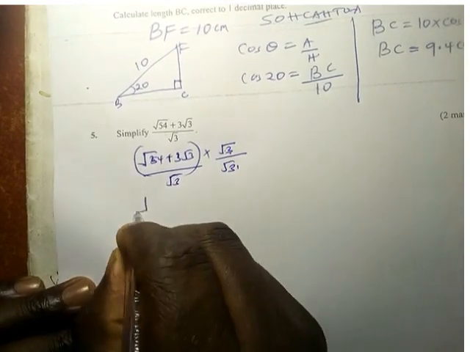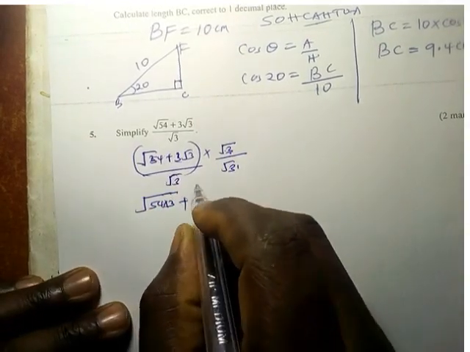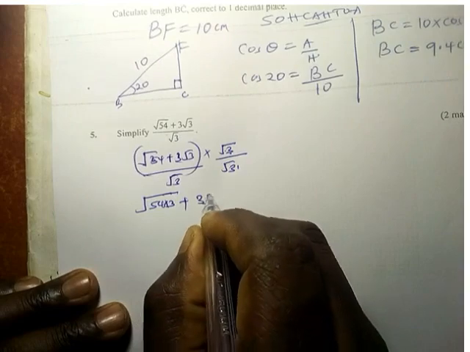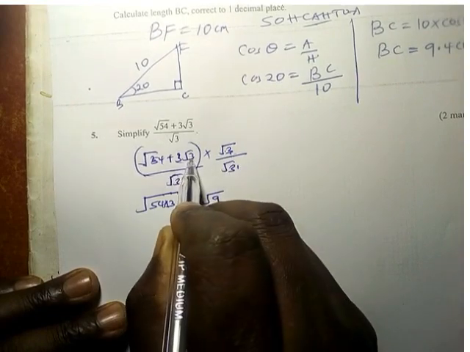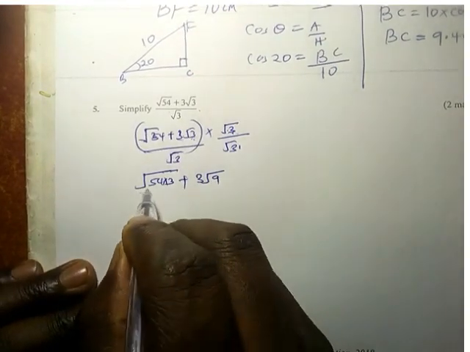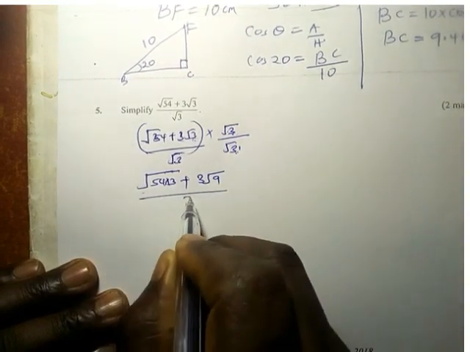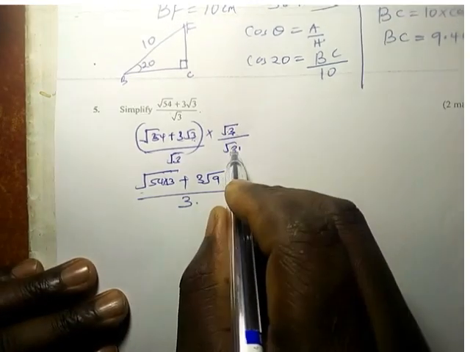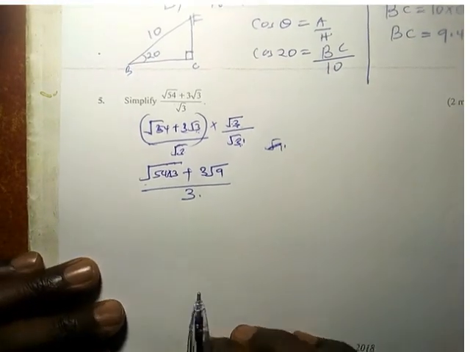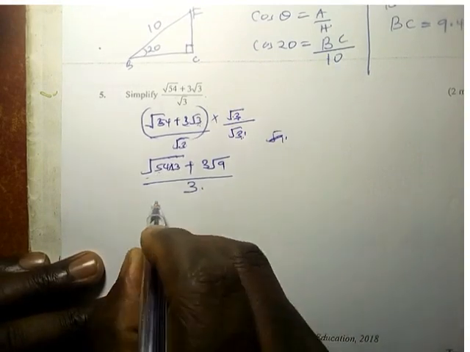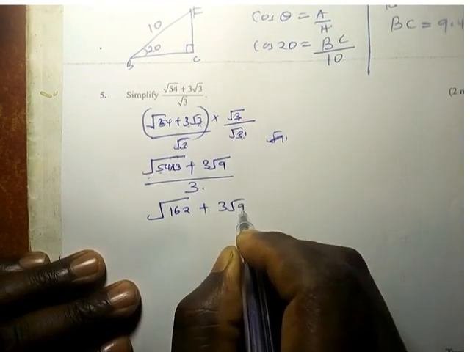This and this, we are going to have root 54 times 3 plus this times this. We are going to have 3 root 9. 3 times 3 is 9, the ones inside the root. Root 3 times root 3, the answer is 3 divided by 3. Root 3 times root 3 is the same as root 9. Now, this one is the same as root 162 plus 3 root 9 over 3.